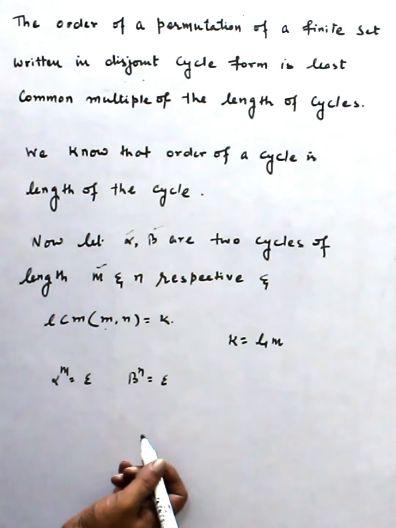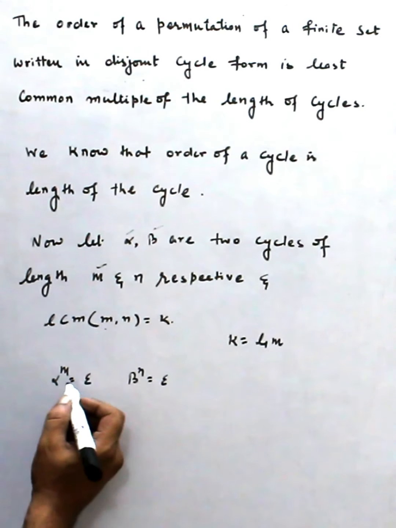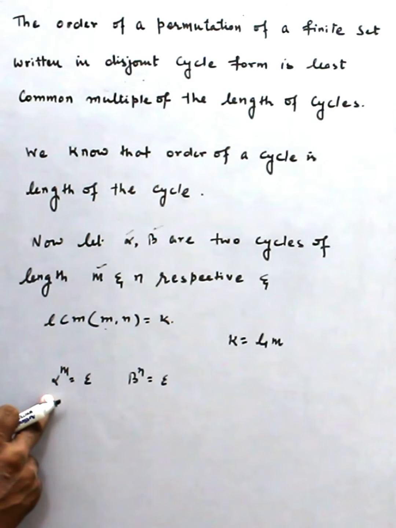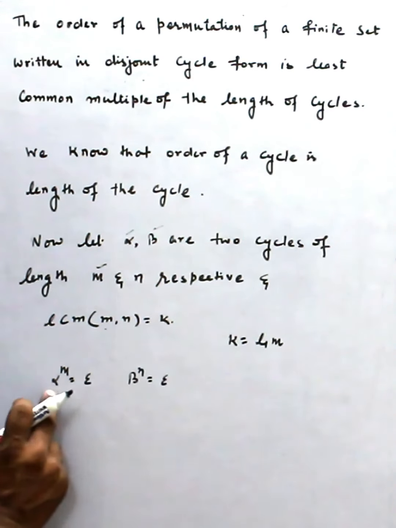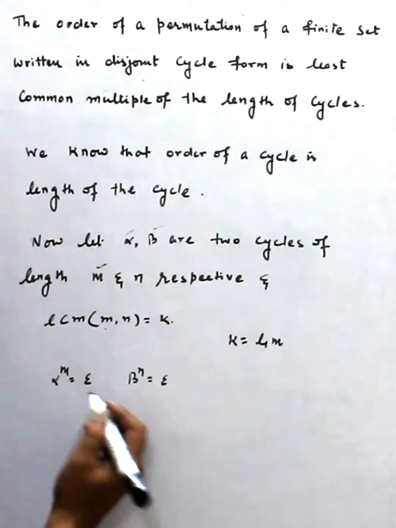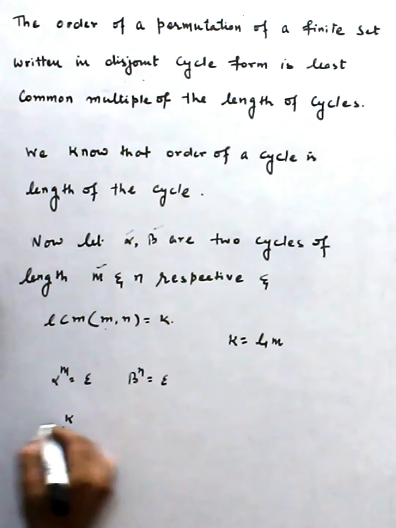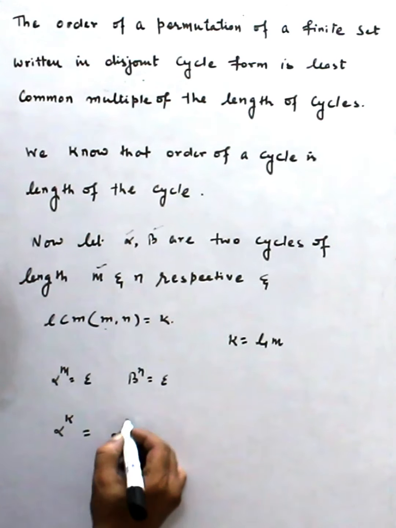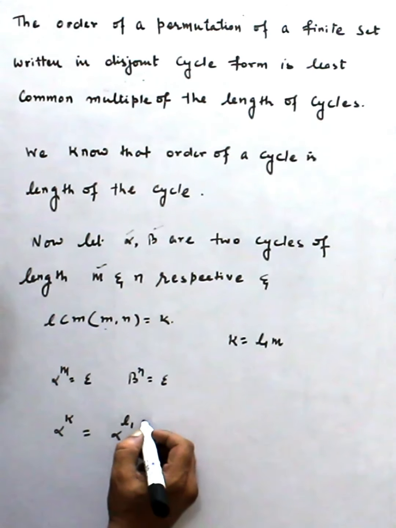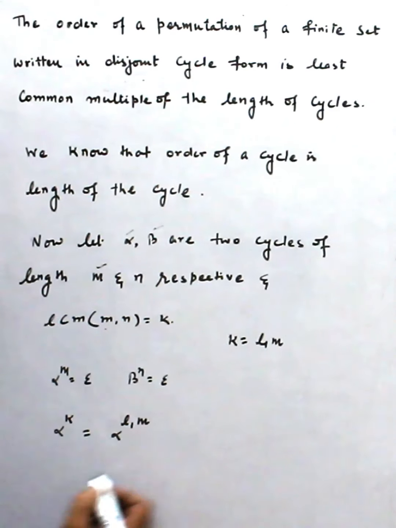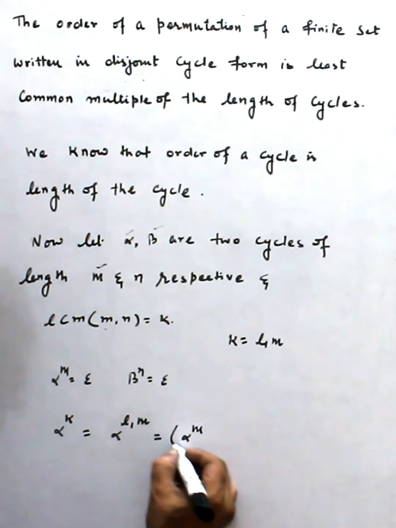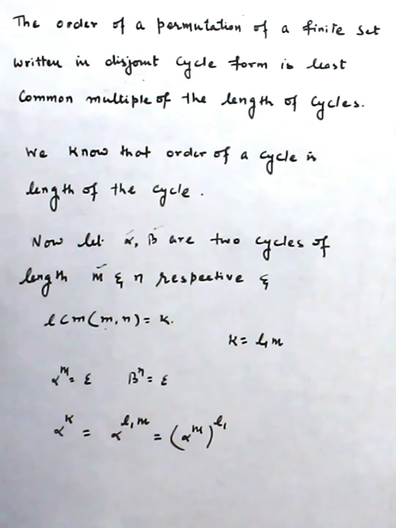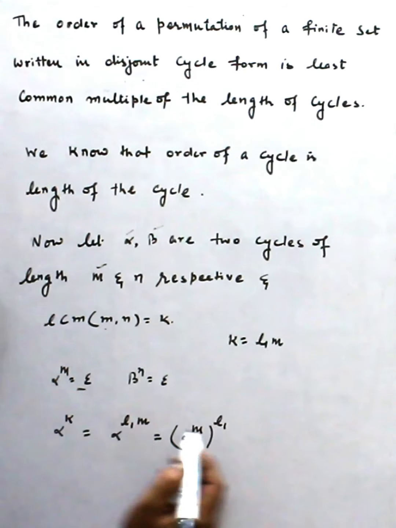That means we can simply say the order of alpha is the least number; that is the definition of order. But one thing we notice is that if I raise alpha to k, then it is also identity. Why? Because alpha to the k, I can write as alpha to the L1 m, right? And this I can write as alpha to the m, to the power L1. Now this is identity, from here.